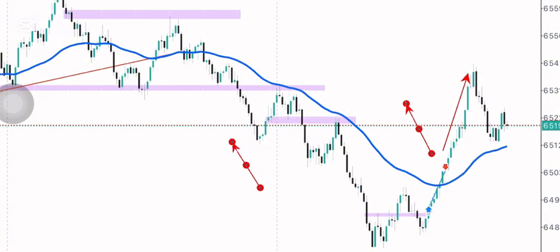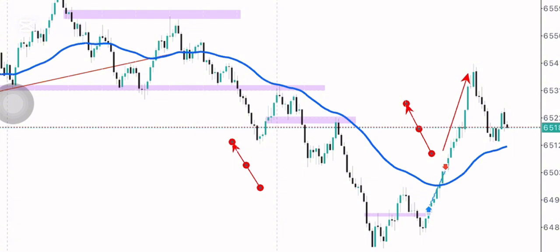So watch this video at least 5 times so that you understand everything I've explained to you. Okay, so master the break of trend line and support level and a retest of it. Break and retest of trend line and support level.